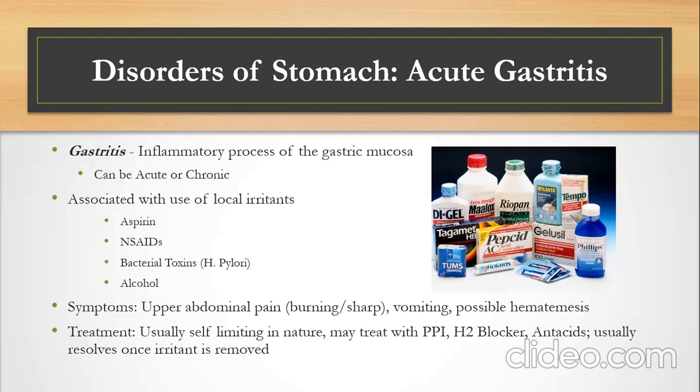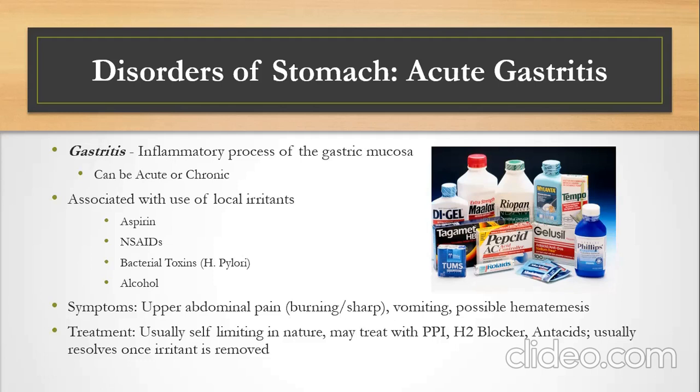Treatment is usually self-limiting in nature. You could treat it with the same meds we already talked about, PPI, H2 blockers, and antacids. Same information about the meds for GERD, same information about the meds here. All right? Usually resolves once the irritant is removed. Like I said, if you've been on a drinking binge of alcohol, and then you stop drinking, take some antacids, adjust your diet, that gastritis could resolve.